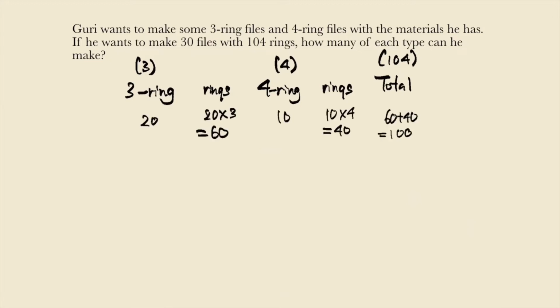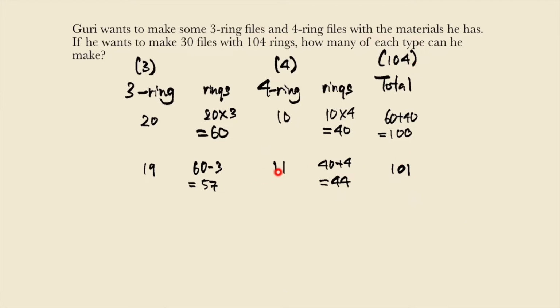So let's make a guess. Okay, 20 and 10 to form a total of 30. We get 100. That's too few. So I'm going to increase the number of 4-ring files. I need more rings here. So I'm going to increase by 1 and decrease the 3-ring files by 1. And I realize that there's an increase of 1, which is closer to 104.